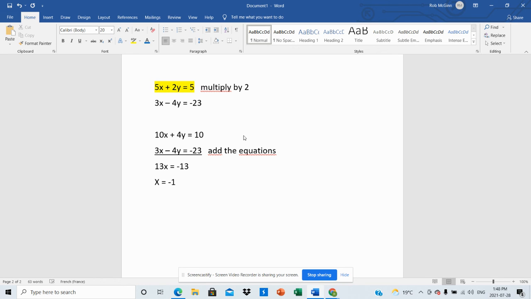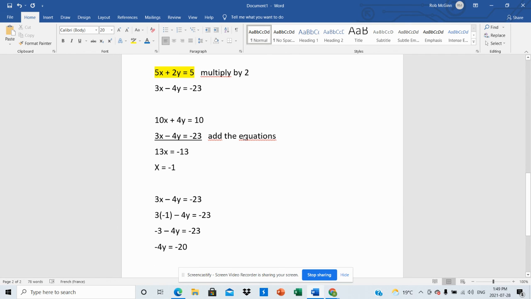So we've got x equals negative 1. Now we can sub that into one of our equations to solve for y. So I'm going to use 3x minus 4y equals minus 23. I'm going to sub in minus 1 for x, so 3 times minus 1 minus 4y equals minus 23. Now, 3 times minus 1 is going to be minus 3. That minus 3 is going to go to the other side and become a positive, so it's going to leave us with minus 4y equals minus 20. Minus 23 plus 3, that's how we get the minus 20. Now just divide both sides by minus 4, and we'll get y equals 5.